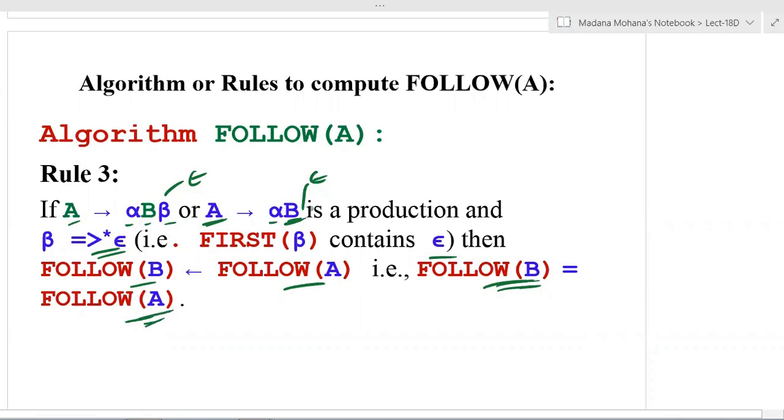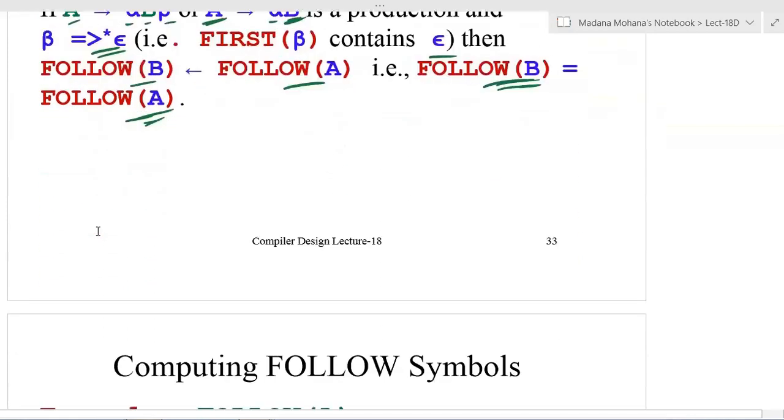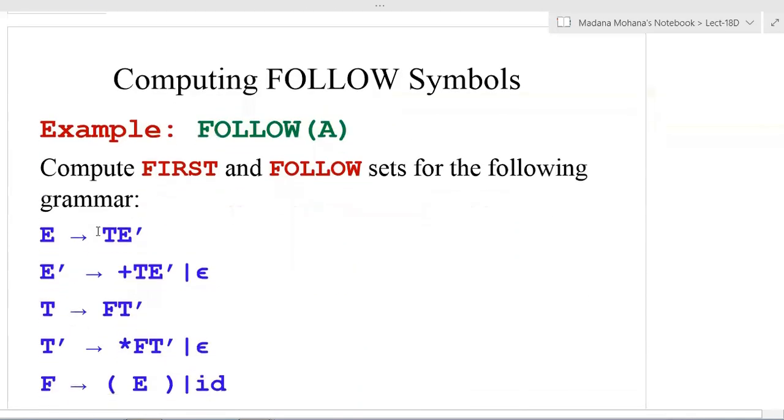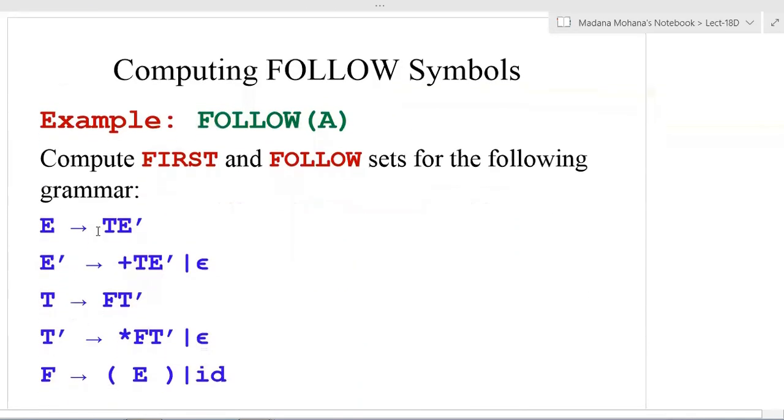So if beta equal to null, apply rule 3. Beta not equal to null, apply rule 2. So like that in the left hand side, for all possibilities, you can apply rule 2 and rule 3. Then you will get various follow values. Now let us demonstrate one example. Our previous first practice problem only we are considering.